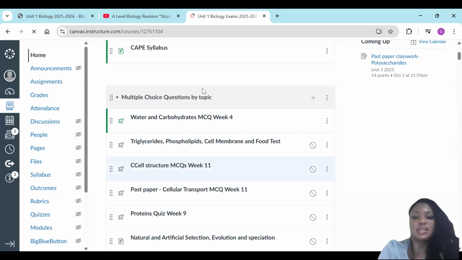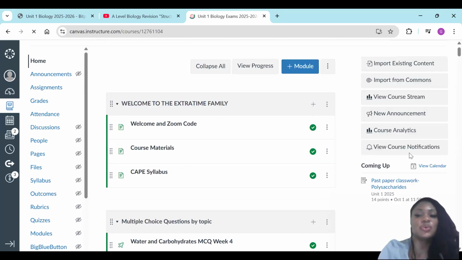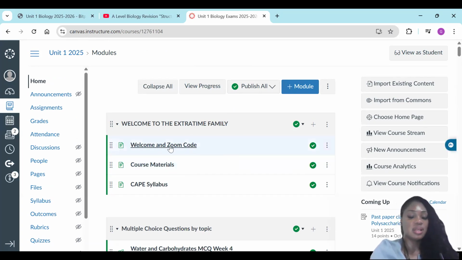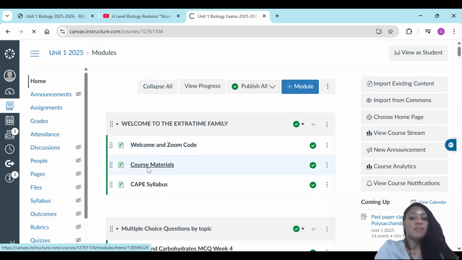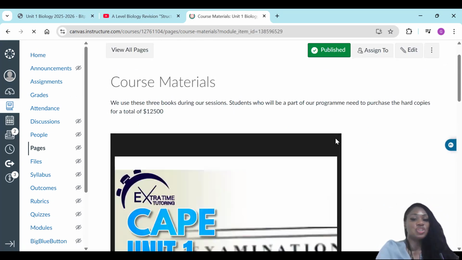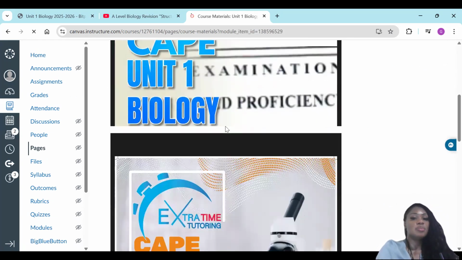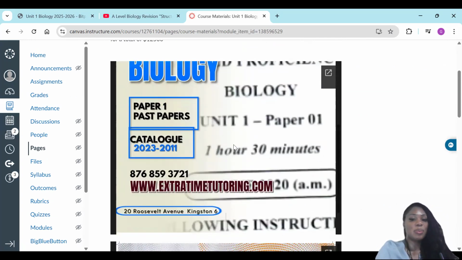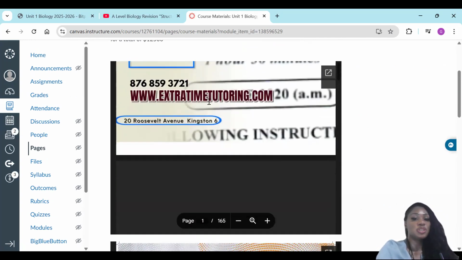All right, so two things for today's classwork I need to point out. Number one, for some persons who are new, once you get into your Canvas, the Zoom code is always found up here. And here we have the course materials. So we have a book of notes, additional reading. All right, this is the book. We have one book for paper two papers. Well, this is a multiple choice book.